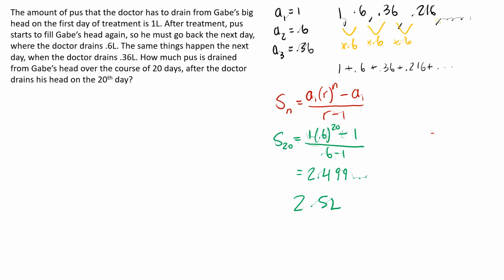Now, that's after 20 days. If this was just a chronic issue and Gabe needed to go back to the doctor every single day in perpetuity to get his head drained, ultimately how much would get drained after an infinite number of days? We can see that since these numbers are getting smaller and smaller as we progress in this series, we are going to be adding progressively tinier numbers to our sum every time. The sequence of partial sums would converge upon some number. Well, what number is that?